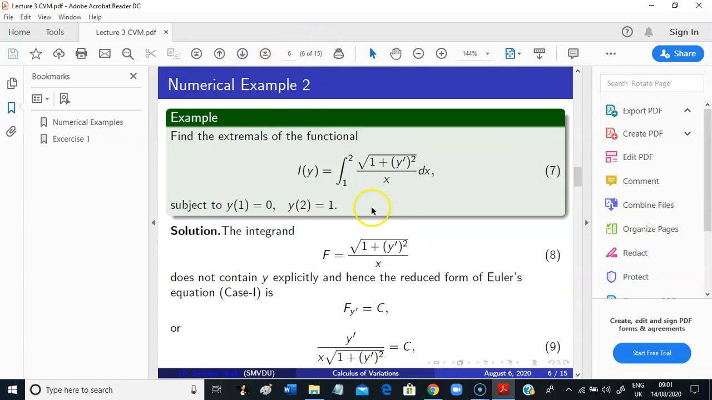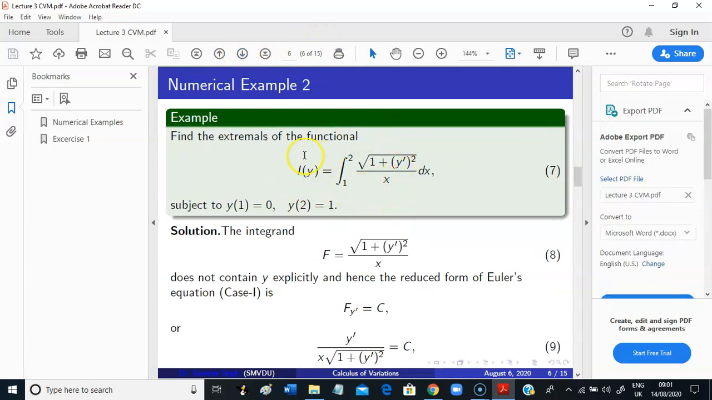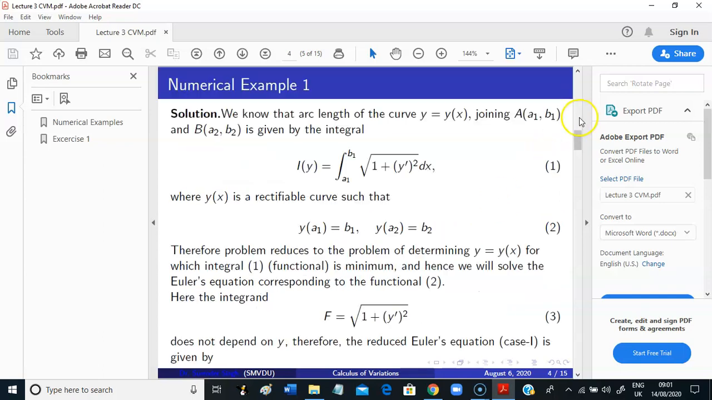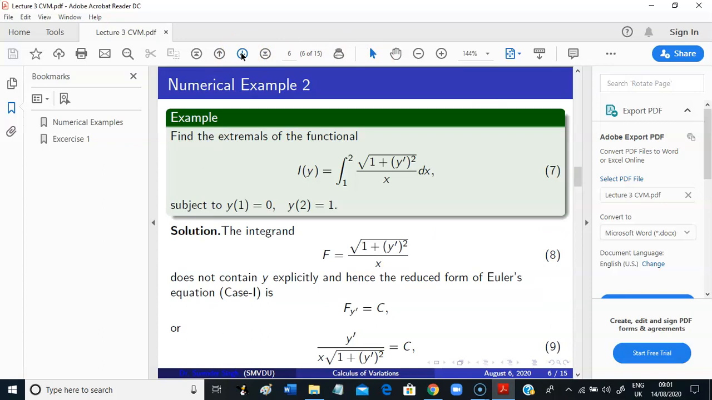Now the next problem: you have to find the extremals of this functional, where the conditions are given: y at 1 is 0 and y at 2 is 1. These boundary conditions are given to find the arbitrary constants appearing in the solution. For example, here the arbitrary constants were d and e, and they could have been obtained using the conditions that y at a1 is b1 and y at a2 is b2. In the same manner, wherever boundary conditions are given like this, you can obtain the values of the arbitrary constants.